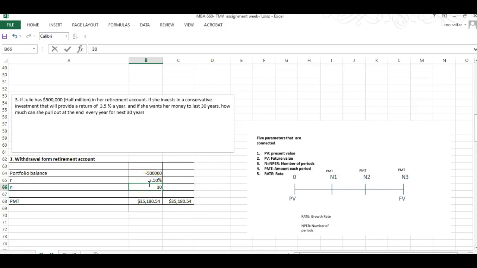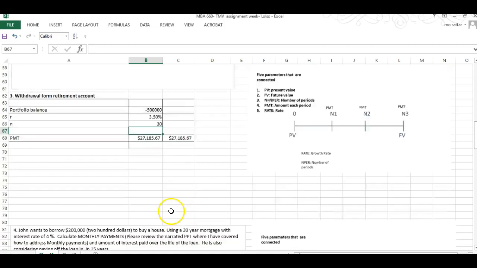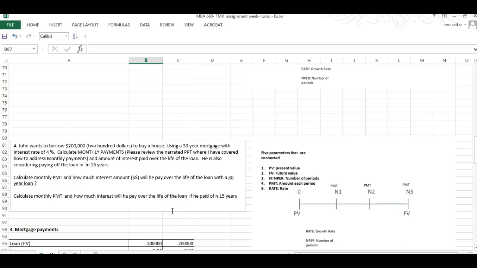I'll go back to what the problem is, which is 30 years. The next one has to do with mortgage payments. John wants to borrow $200,000 to buy a house. He's going to get a 30-year mortgage with an interest rate of 4%. Calculate the monthly payments. This is important because it is a monthly payment.